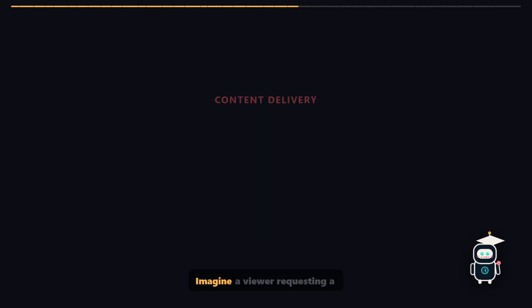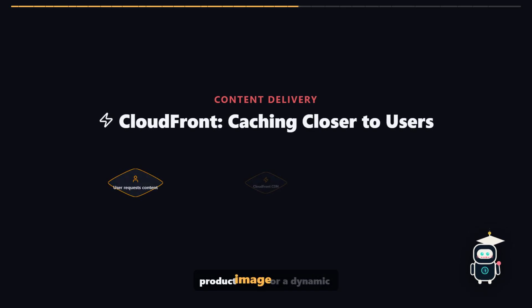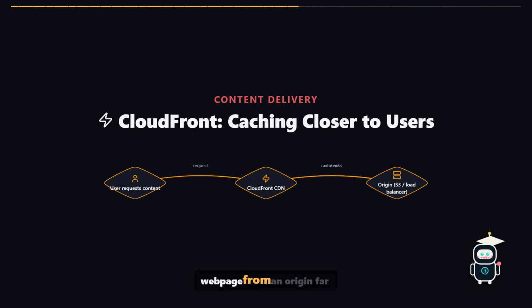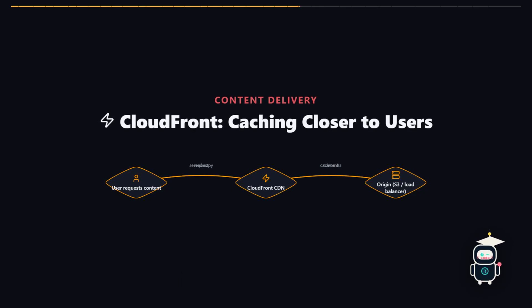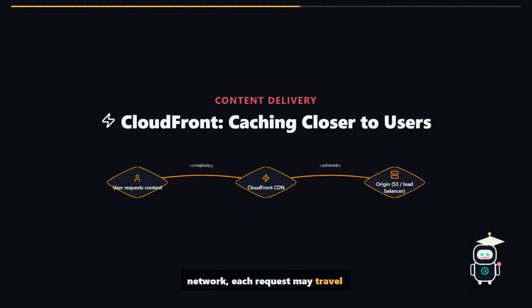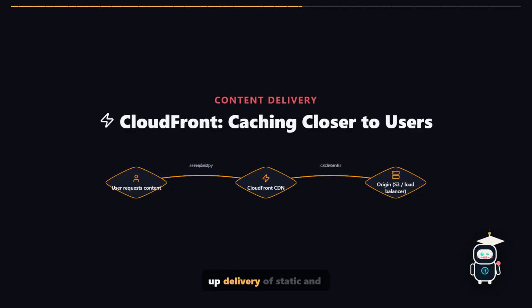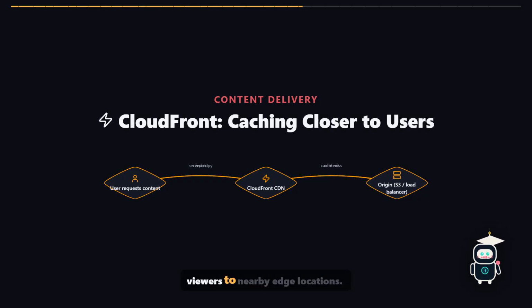Imagine a viewer requesting a product image or a dynamic web page from an origin far away. Without a content delivery network, each request may travel all the way back to that origin. CloudFront is AWS's content delivery network. It speeds up delivery of static and dynamic web content by routing viewers to nearby edge locations.